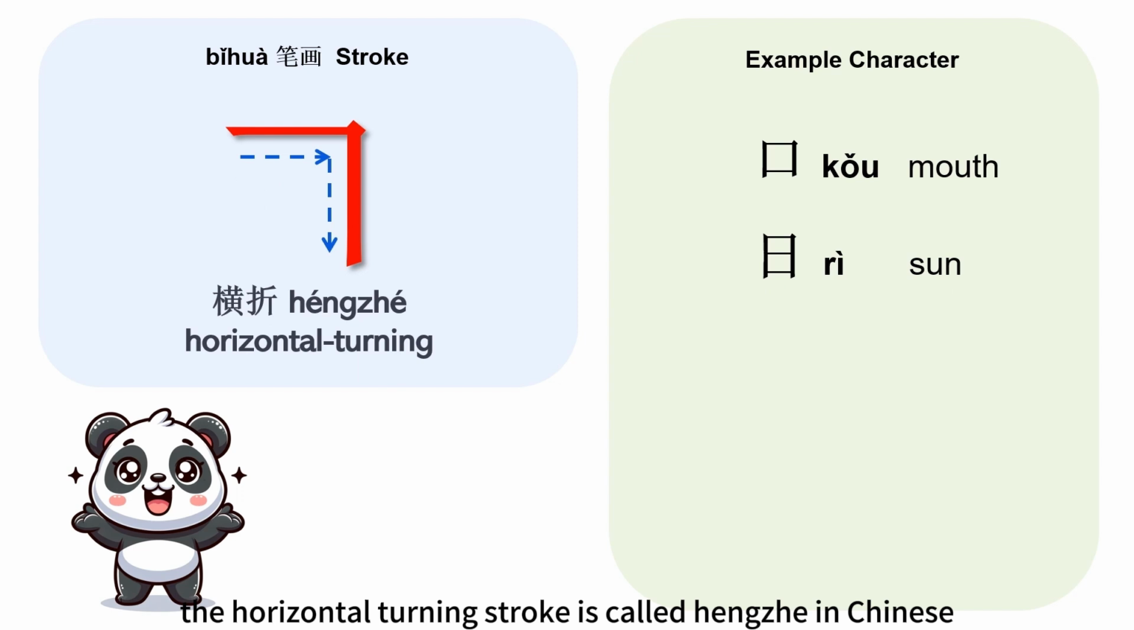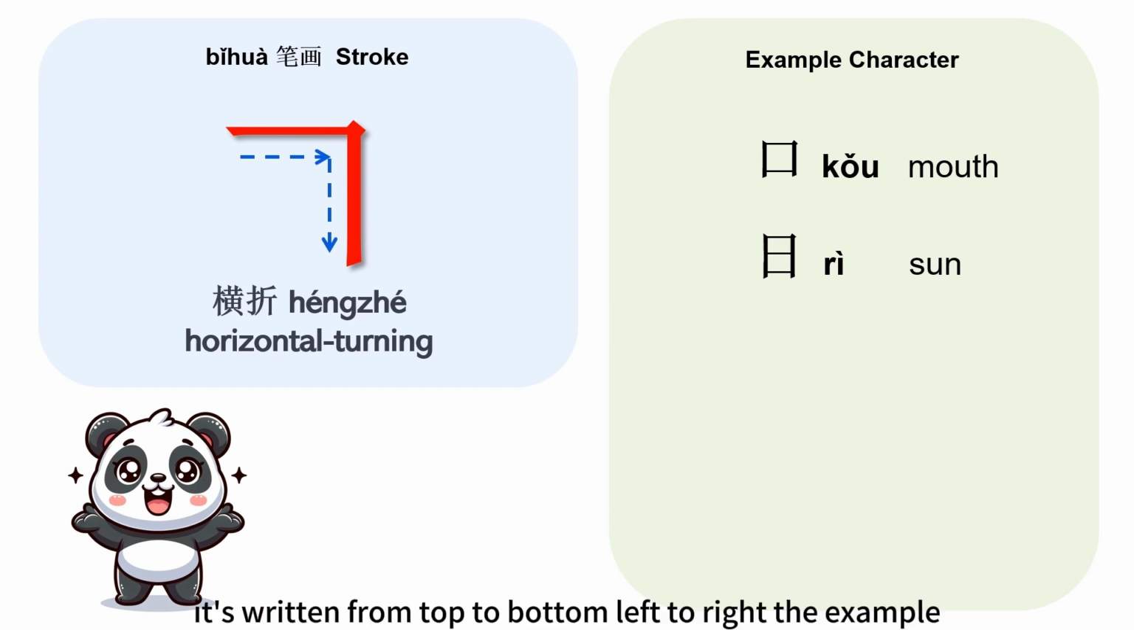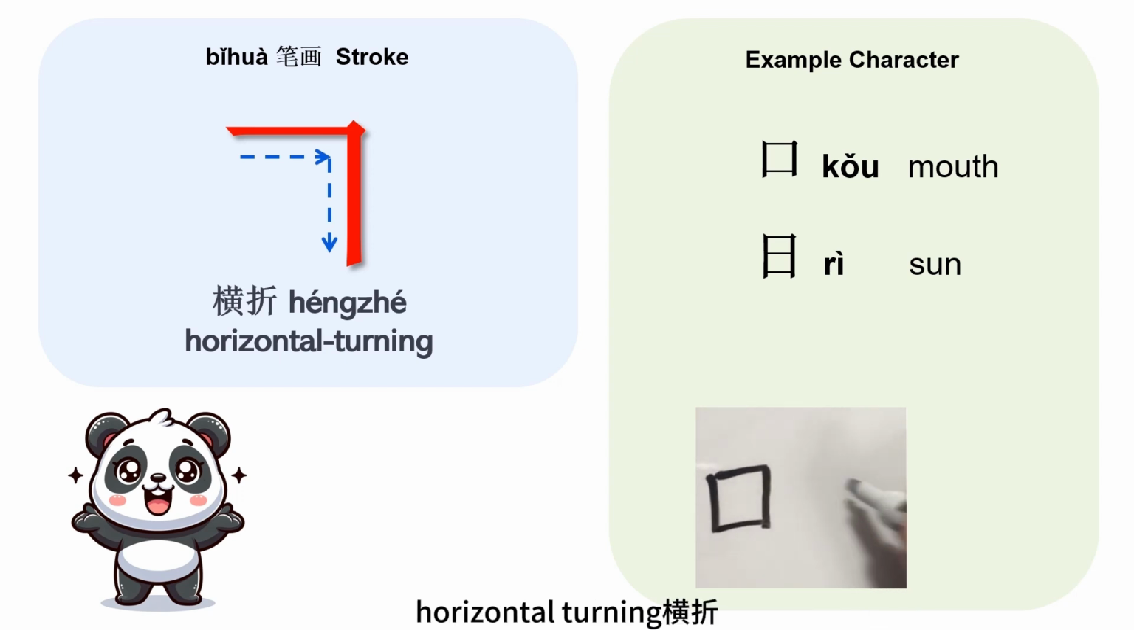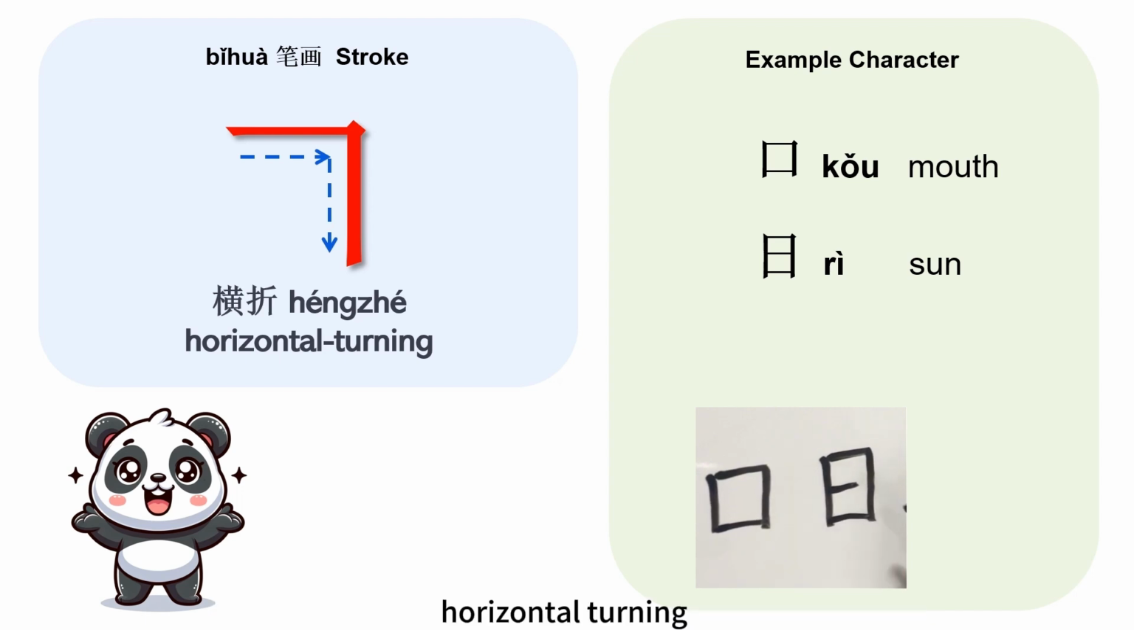The horizontal turning stroke is called 横折 in Chinese. 横折. It's written from top to bottom, left to right. The example character 口 means mouth. The second stroke of 口 is horizontal turning, 横折. The character 日 means the sun. Its second stroke is 横折, horizontal turning.